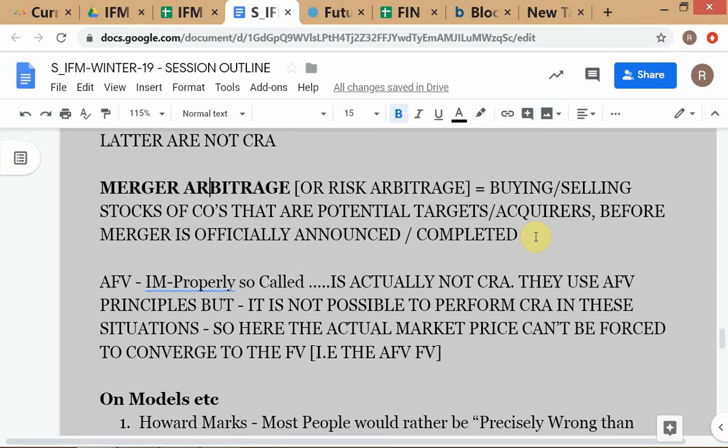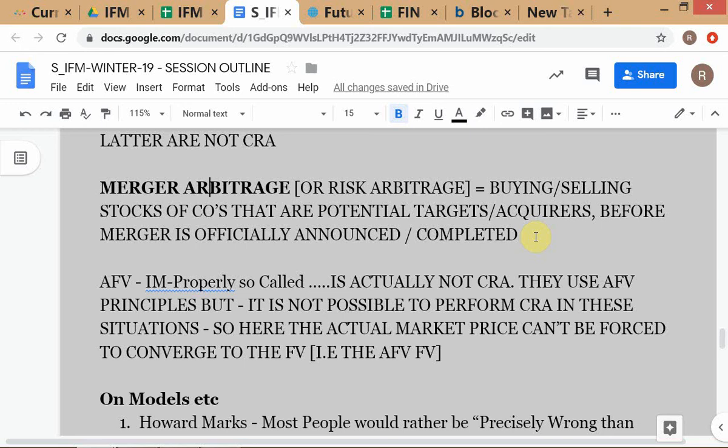Like there's a lot of trouble in the US with the AT&T Time Warner merger. I don't know if it's still cleared or not. So even after the merger is announced, there's some risk, and there are people who bet on that. Because what will happen is that the target price, the acquisition price, may not be reached.